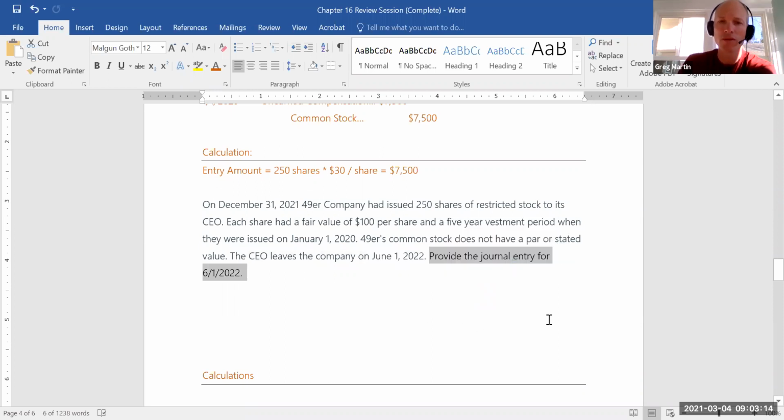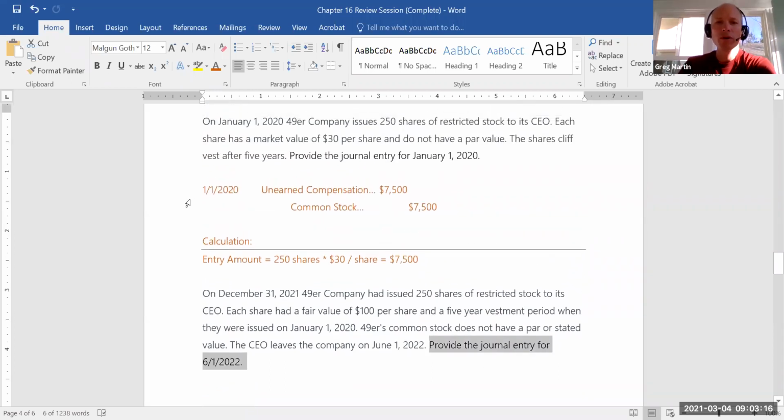the CEO leaves. So again, remember, the original issuance is a debit to unearned compensation and a credit to common stock. Those common stock shares sit in a trust until they become vested. Now, if the executive leaves, then those shares are taken out of the trust and they are returned to the company as unissued shares. So they don't go into treasury or anything like that. They come back to the company as unissued shares.